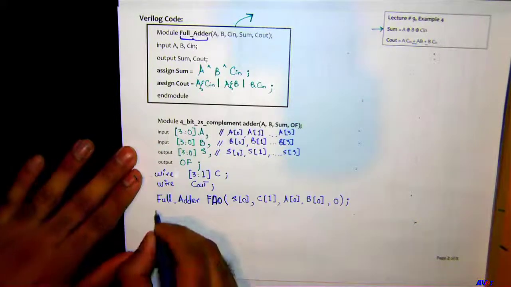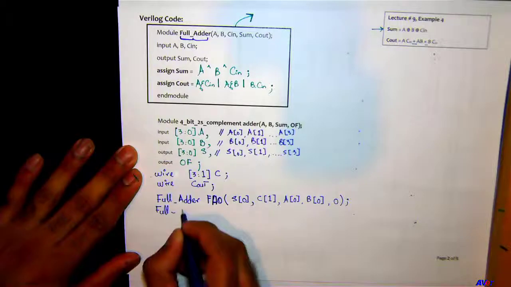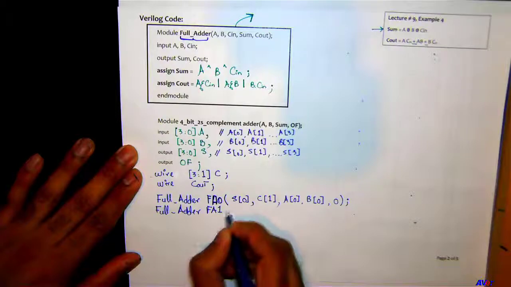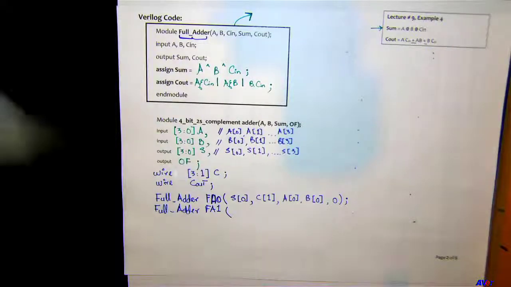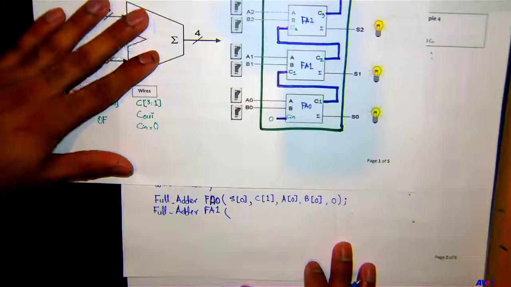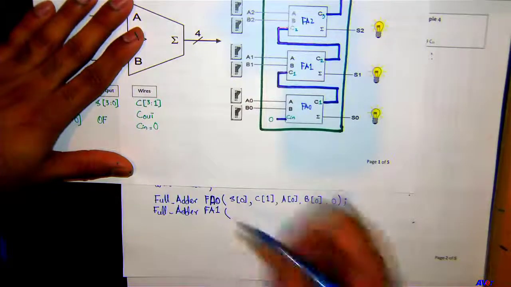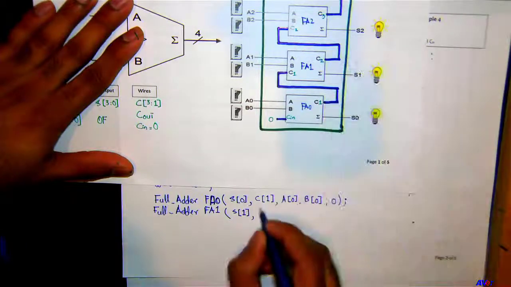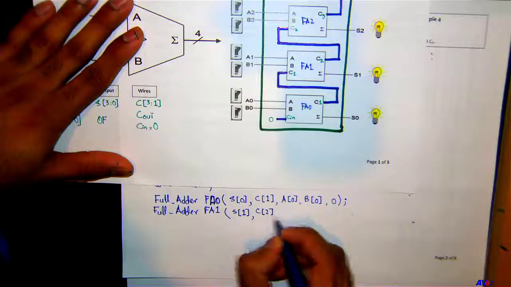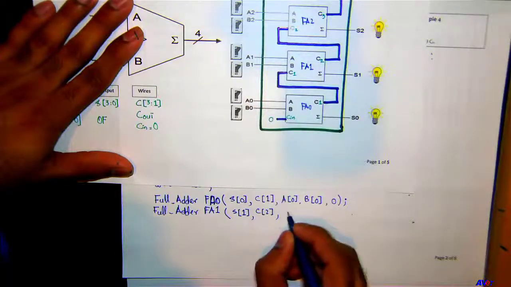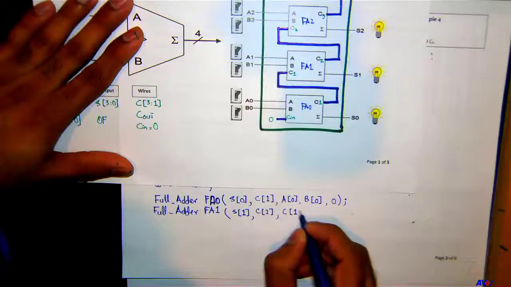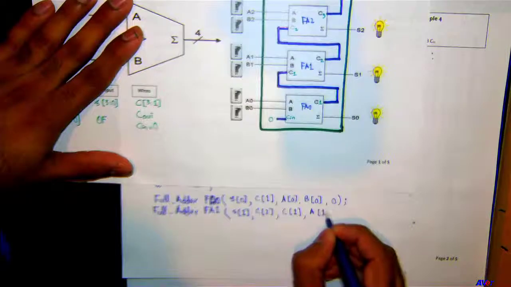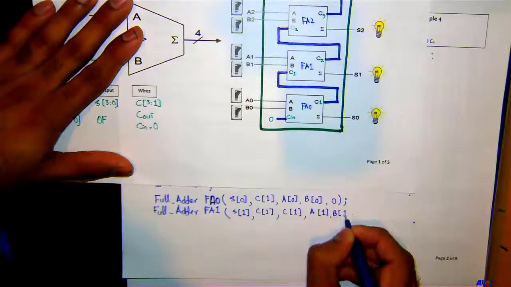All right. So we need another one of those, full_adder. Okay, and this is going to be FA1. Now, if you look at your block diagram here, FA1, I'm just going to follow this sequence. Outputs, which are S1, C2, and then I have C1 going in, and then A1 and B1. Okay.